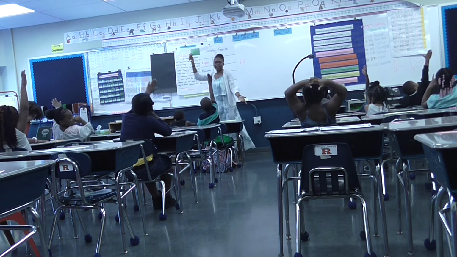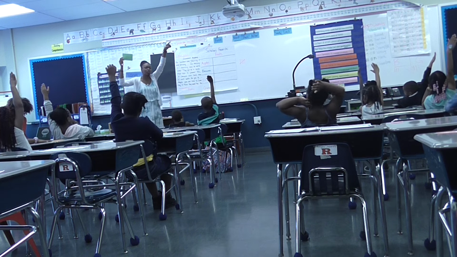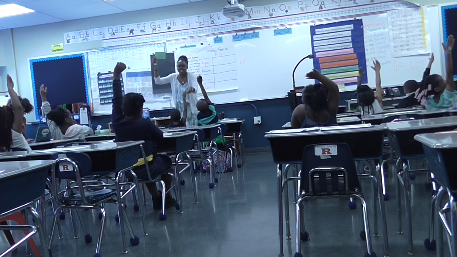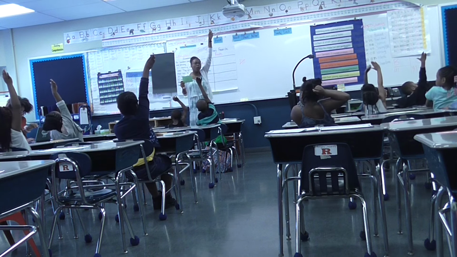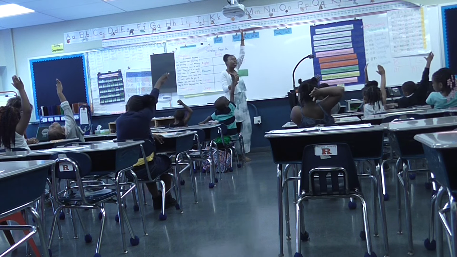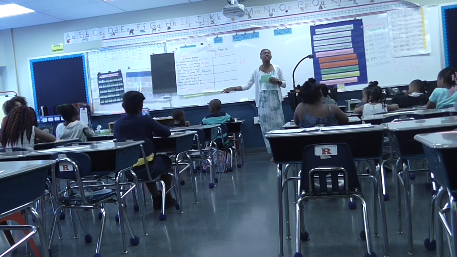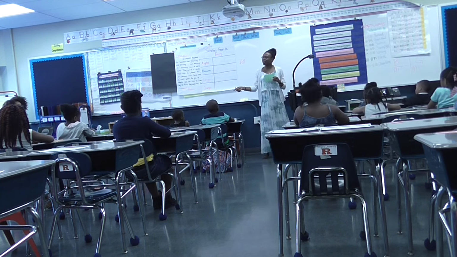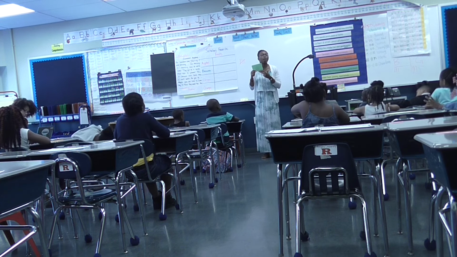Oh, this is easy peasy. What number is this? I want to see all my hands in straight verticals like Maya. Hands are up. Stop. Elijah, what number is it? It's 3. Nice work, Elijah. This is the number 3.